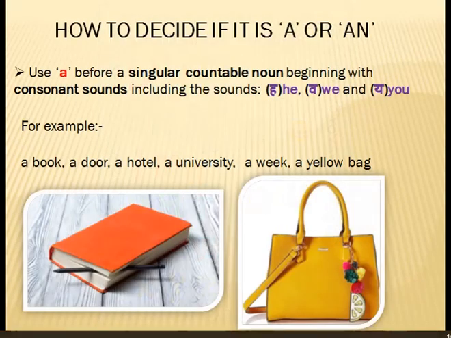Now, how to decide if we are going to use a or an? Use a before a singular countable noun beginning with consonant sounds. Now, we say that a noun is countable if we can count it. Like 1, 2, 3, 4, etc. Like 1 book, 2 books. 1 tree, 3 trees. 1 bird, 5 birds.